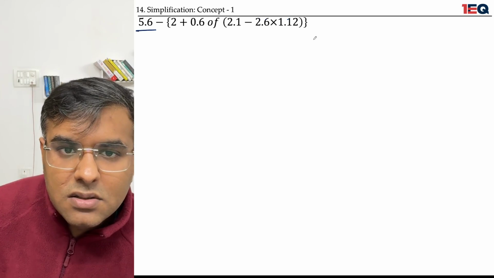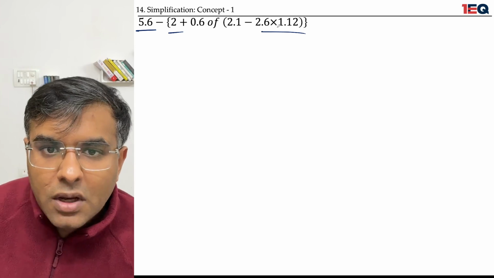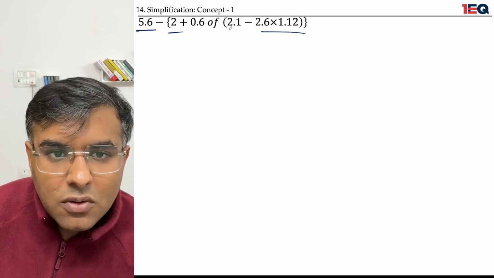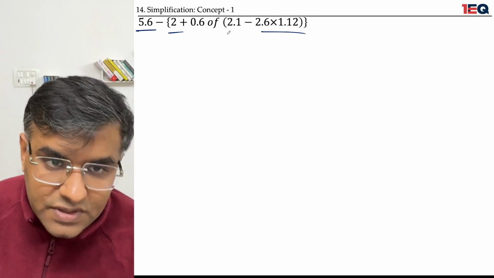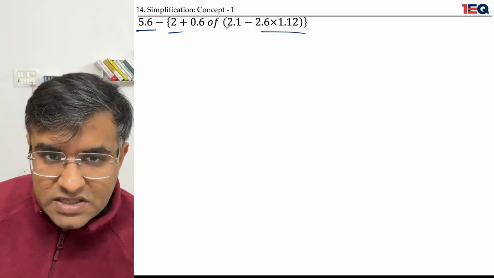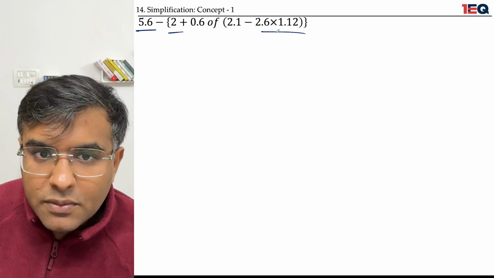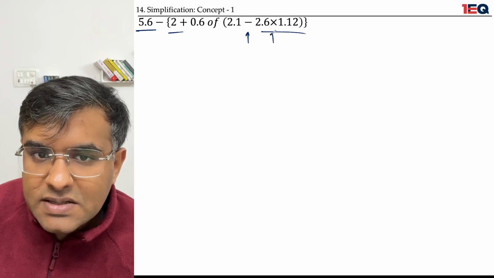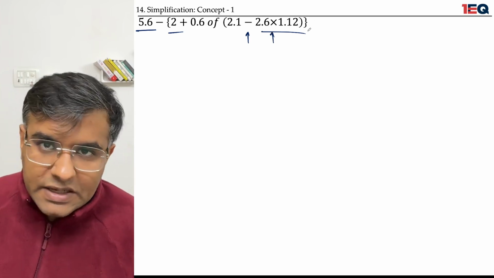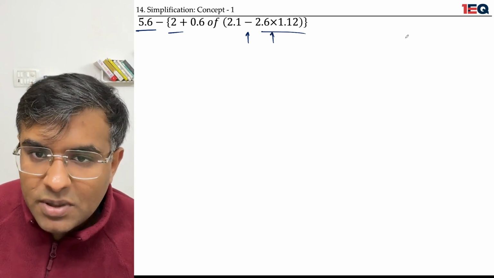Now it has a little bit of calculations involved, so I'll quickly do that. First I'll go to the bracket, the smallest bracket, or I should say the most preferred bracket, which is the round bracket. In the round bracket, there are two operations that need to be done: minus and multiplication. Multiplication has a higher value versus minus, so I'll multiply first.